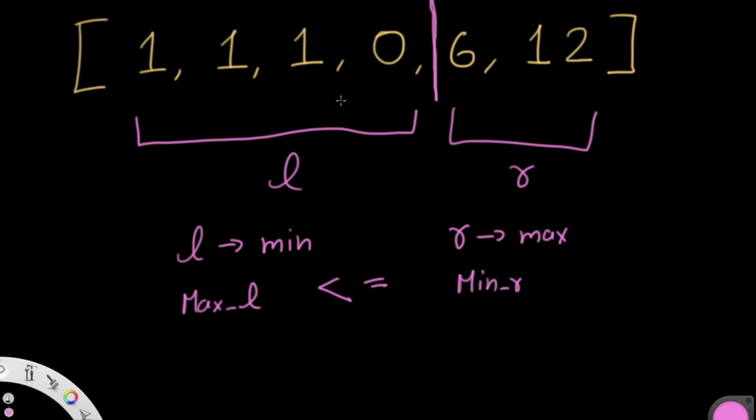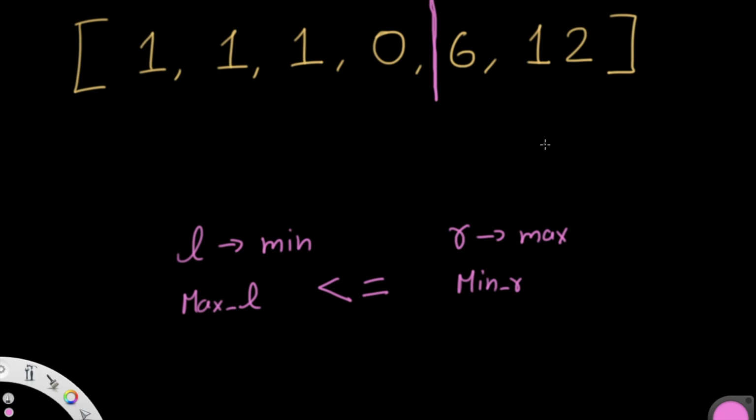Let's do an example. 1 is the largest in L, and 6 is the smallest in R. So 1 is less than or equal to 6. Great. We have these two observations, so let's try to put that into a solution. First I want to show you a solution that I came up with, and why this may not be the best solution. Building upon this solution, we reached the final answer, but I just want to show you the solution that I first came up with and why it may not be that good.